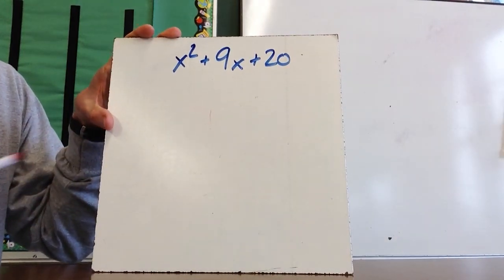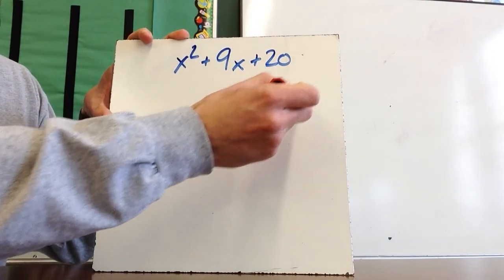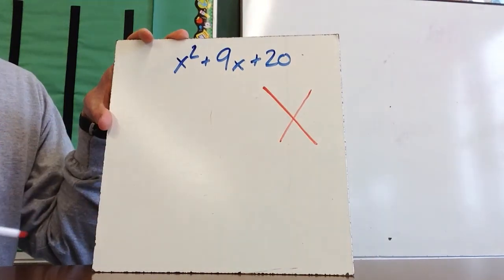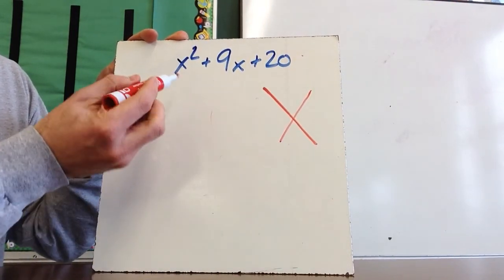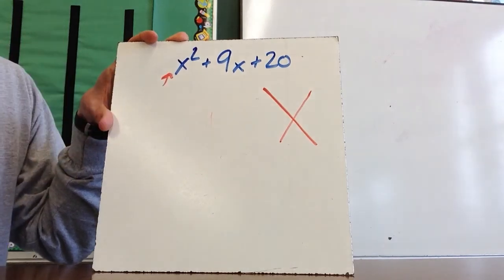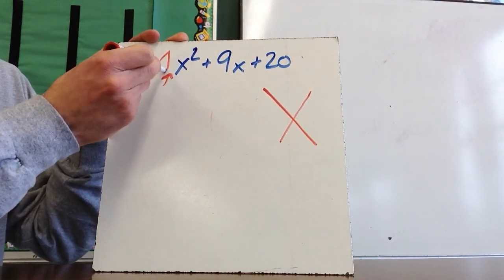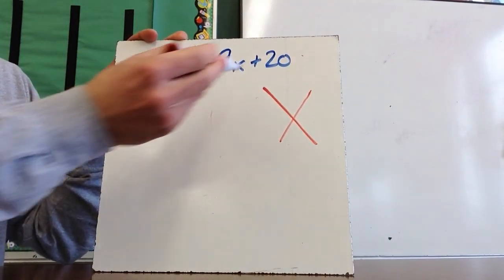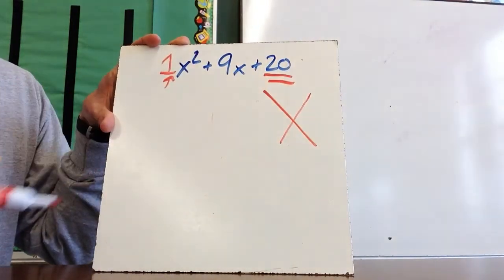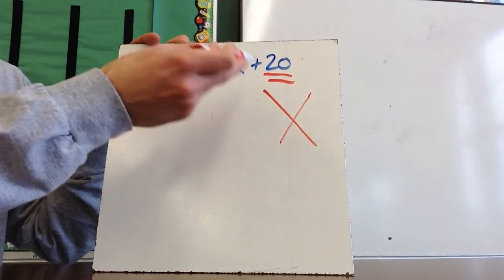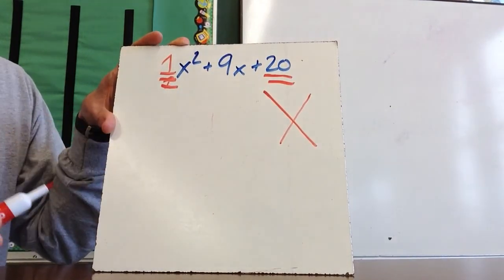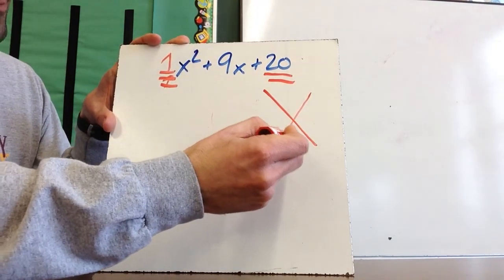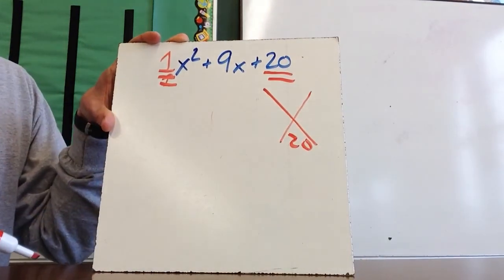I'm going to show you a trick where you create an x. On the bottom of this x is going to be the number in front of the x squared, which as you remember is a 1, times the constant which is at the end. So I'm taking this number times that number. Now in this particular chapter this will always be a 1. So I'm going 1 times 20, and 1 times 20 is 20.